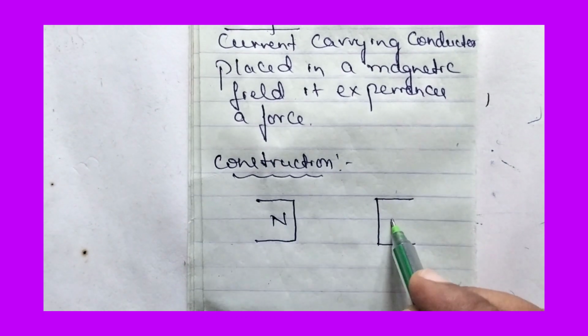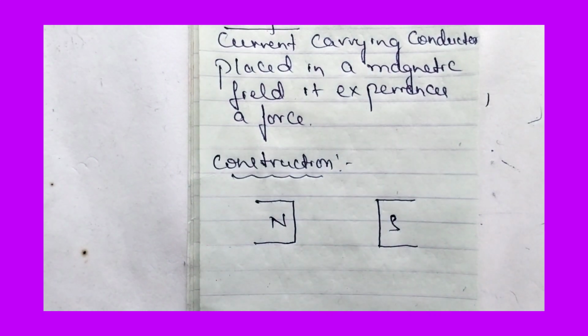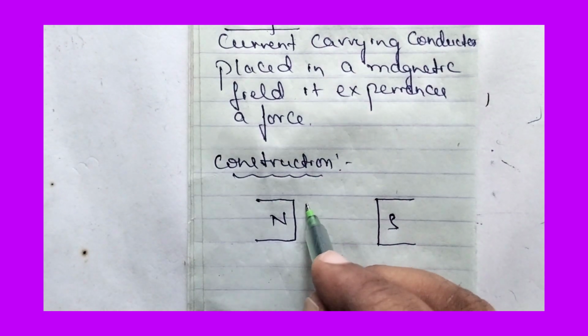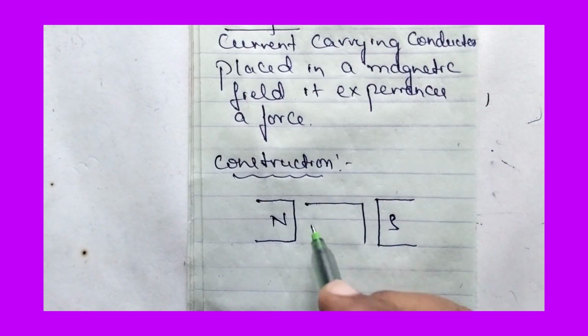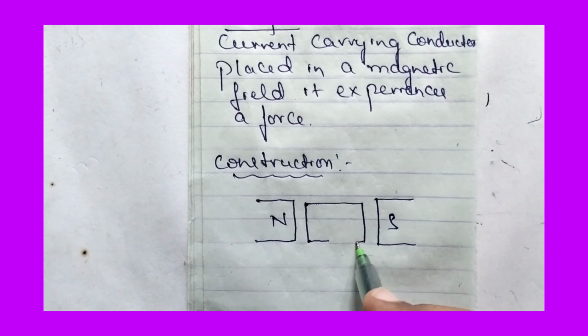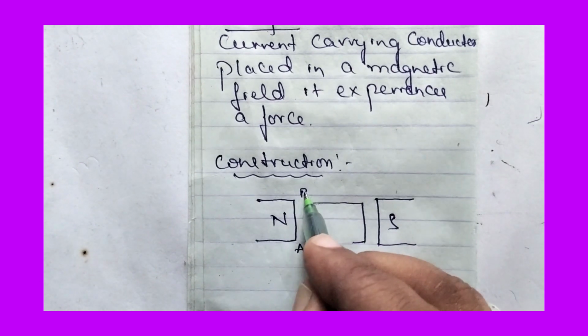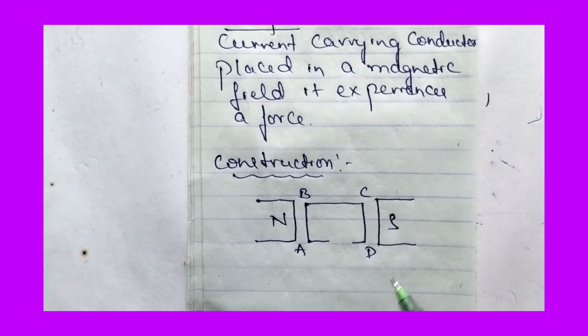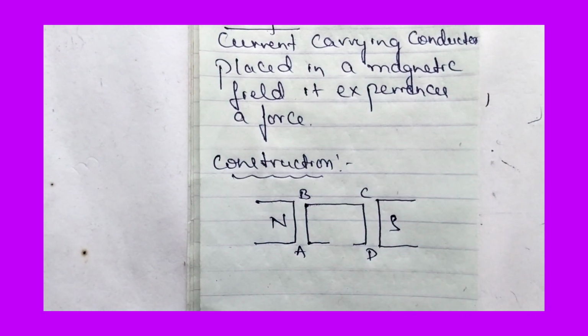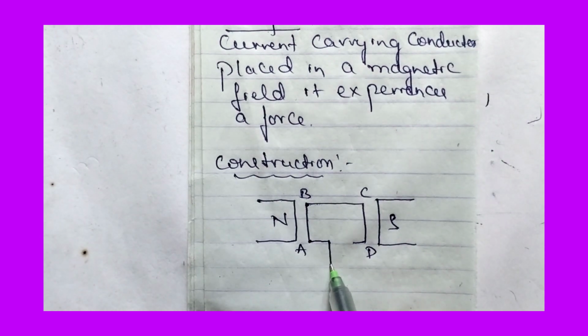So these are the poles of a magnet, N and S poles of a magnet. One. Second one, this is a rectangular copper coil, A, B, C, D. So ABCD is a rectangular copper coil.